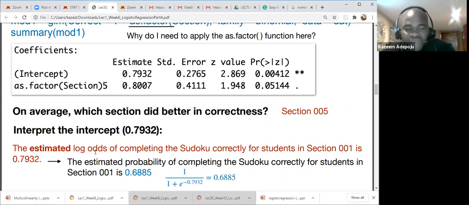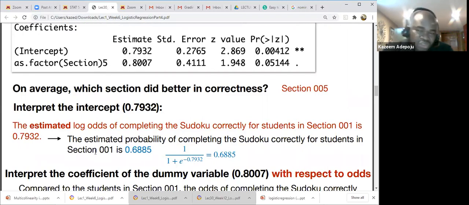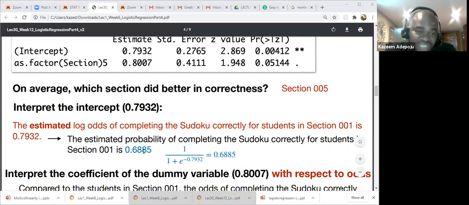If I now want to estimate the probability, you remember what I showed you the other time. I showed you something that has to do with the odds ratio, something that has to do with the log odds, and something that has to do with the estimated probability model. Now if you take a look at what I have right here, I'm actually going to say the estimated probability of completing the Sudoku correctly for students in section 005 is 0.6885. Now the question is, how do I get that 0.685? How do I get that?